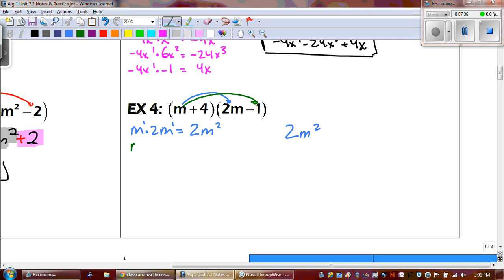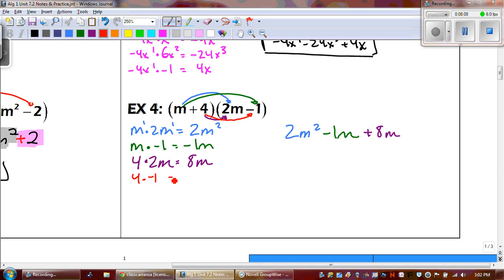Now I need to multiply m times negative 1. Well, that gives me negative 1m. Okay, now I need to start multiplying the 4 by everything. So we're going to distribute the 4. 4 times 2m gives us 8m, and that's a positive 8m. And then 4 times negative 1 gives us negative 4.